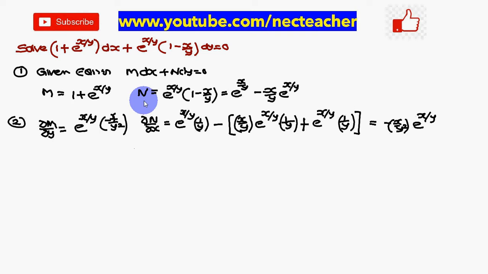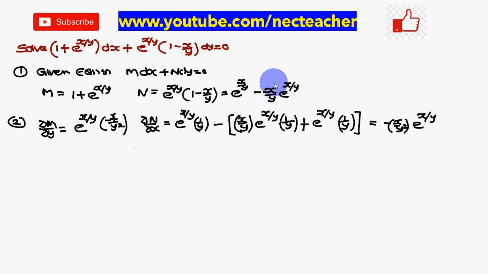Next we come to N, ∂N/∂x. N is e power x/y into (1 minus x/y). Differentiating e power x/y with respect to x gives e power x/y times 1/y, since y is a constant. Then 1 minus x/y is a u into v product: first write 1 minus x/y, then the derivative of e power x/y, plus e power x/y as usual.